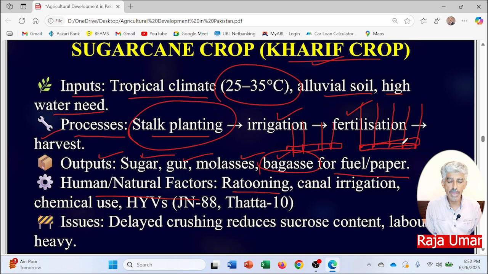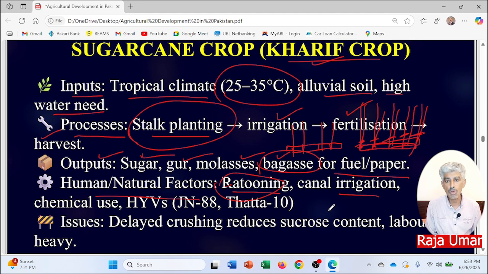Human and natural factors: ratooning. In a field where sugarcane is grown for 3 years, it remains sugarcane there. Harvest is done, it is irrigated again, and it grows again from the same seed. No need to put in the seed again. And for the third year, from the same seed, a third crop is also taken. The first one is the main crop; the remaining two are known as ratoons.